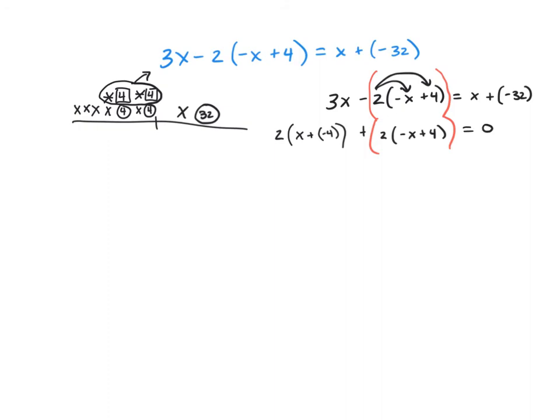That makes my 0 pair, because this expression, 2 x's and 2 negative 4's, is the exact opposite of 2 negative x's and 2 positive 4's. That has a value of nothing. Now when I add all this up, I have 3 x's plus these 2 x's, which gives me 5 x's.